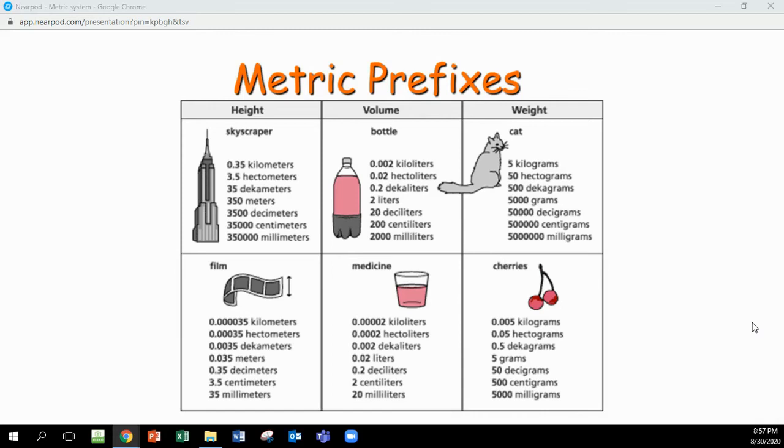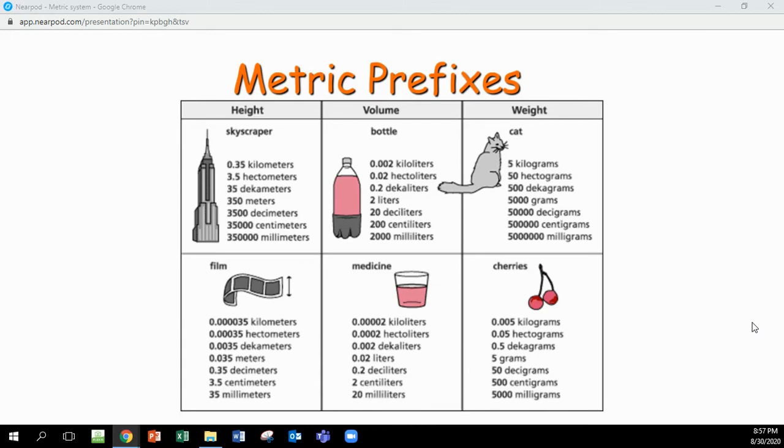When we talk about weight in science, we talk about mass, in terms of grams. So a cat might weigh 5 kilograms. Or you could say it's 5,000 grams. Or you could say it's 50,000 decigrams. It's all the same, but you must use the proper unit.